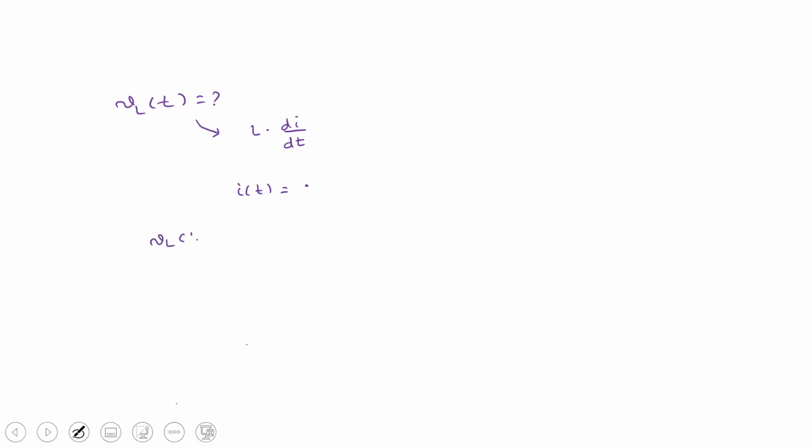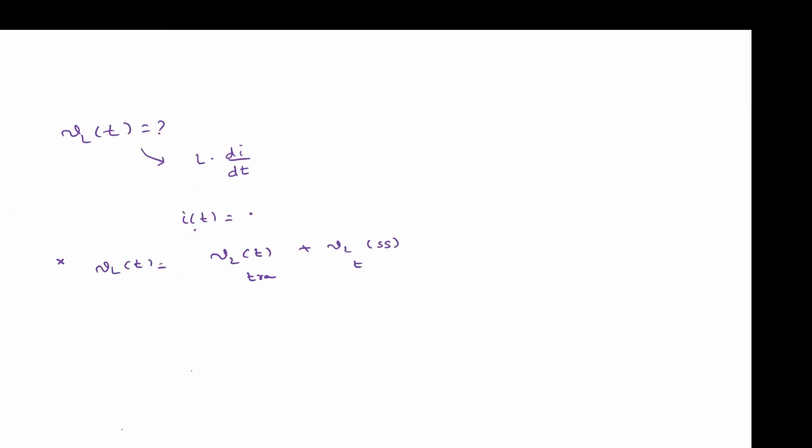VL of t is equal to VL of t transient part plus VL of t steady state part. That also you can do. Okay, sir. This will be slightly complex, because to find the initial conditions we need to calculate the inductor current at the 0 instant, right? So that may be complex. The best way is to find the I of t value and after that differentiate it. That will give you L into di by dt.